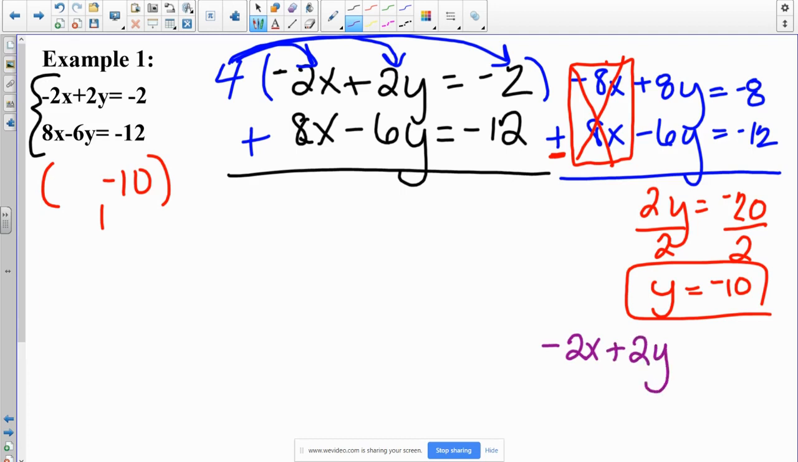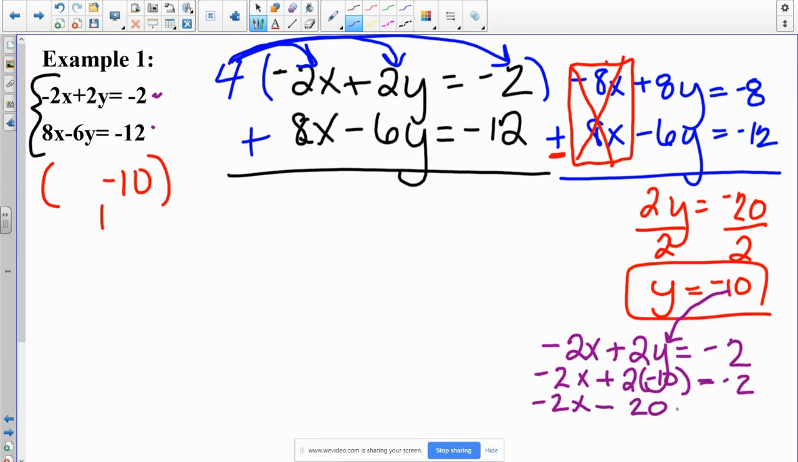And the first original one, I want to make sure that's clear, not the one that I changed. You want to go back to your original 2 equations. I'm going to go back to that one. So this time I'm going to plug -10 in for y. So -2x plus 2 times -10 equals -2. So -2x minus 20, because 2 times -10 is -20, equals -2.